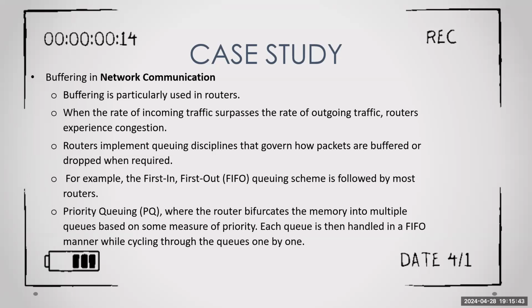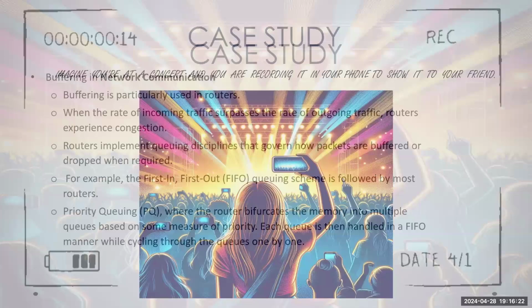Considering our analogy, it's like you have multiple phones recording different parts of the concert. One is recording the drumming, then the singing, and the guitarist, and so on. And you keep switching between different phones. This is called priority queuing. Each queue is handled again in the first in first out manner, and this is considered to be more efficient. That's exactly how queuing and buffering are used together in this case study.